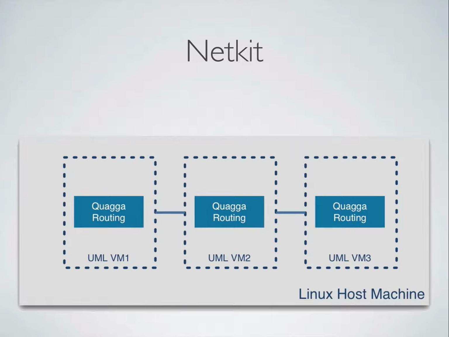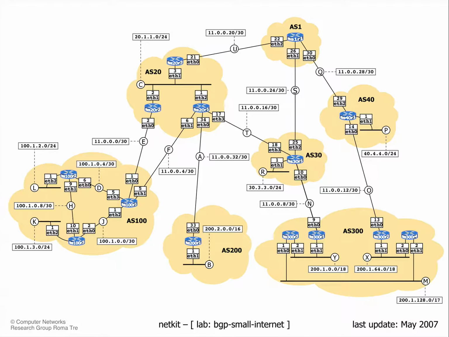One such option for an emulated network is NetKit. This runs Quagga, an open source routing stack, inside user mode Linux virtual machines. These can run then inside a Linux host machine. The advantage of user mode Linux is that it is quite efficient in its resource usage. A Quagga virtual machine acting as a virtual router can require as little as 32 megabytes of RAM. This allows large-scale topologies to be created on commodity hardware.